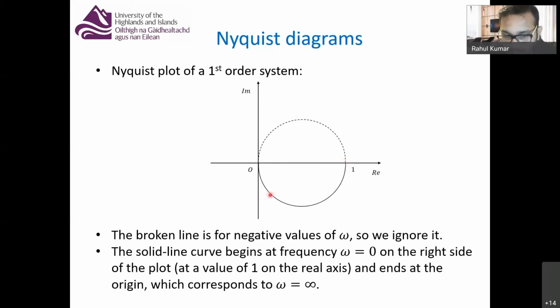Now, the solid line curve begins at a frequency omega equals 0 on the right. So this point will be 0 radians per second, right? And then you go all the way onto the left, and over here you have infinite frequency. That is, omega is equal to infinity or very high frequency. Okay.